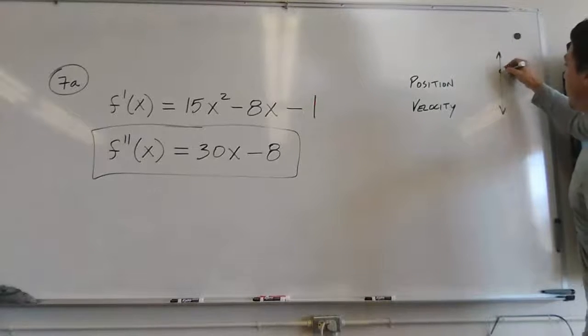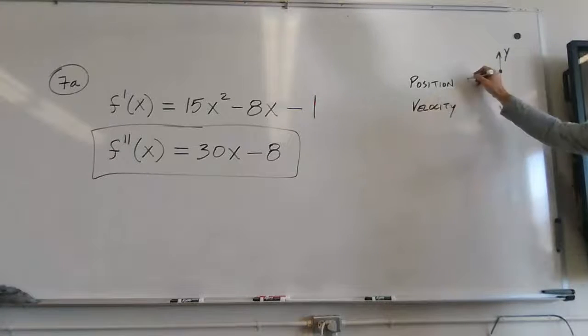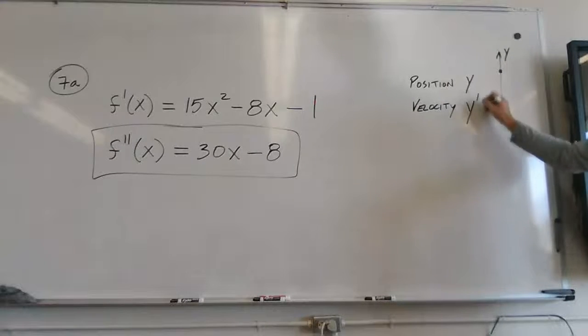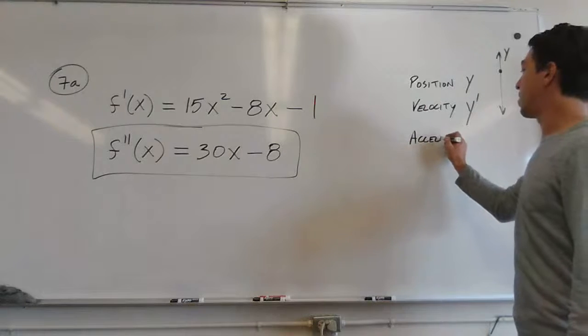So let's say something was moving along the y-axis. Here's a particle, and he moves along this y-axis. So his position function would be y, his velocity would be y prime. What's the derivative of velocity? Acceleration. It's all rates of change.